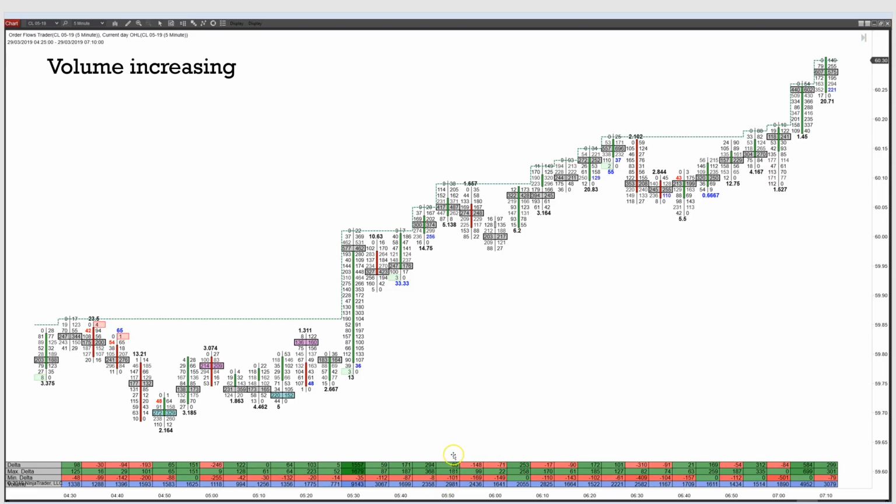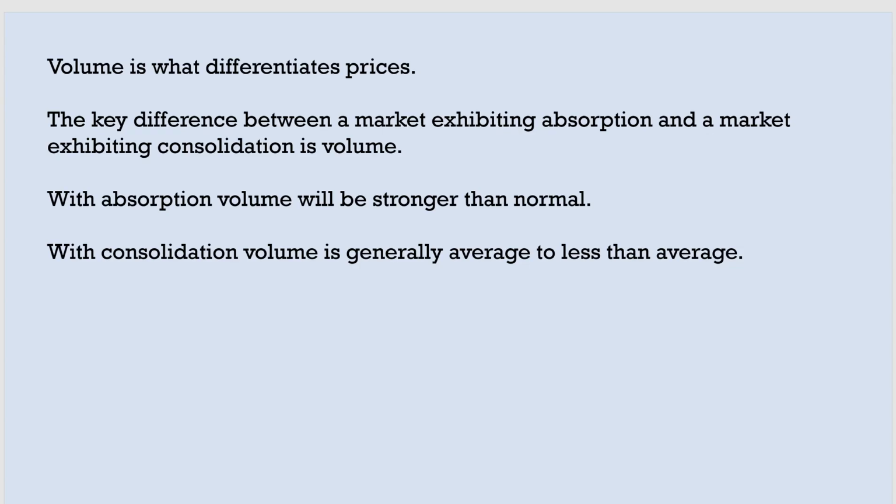Can it be nice? Yeah, it'd be nice if every bar had massively increasing volume. This one was just a lot. But then you're 3,000, 2,000, 2,900, 2,400, 2,800. It's still increased over what it was previously. Now, volume is what differentiates prices, right?